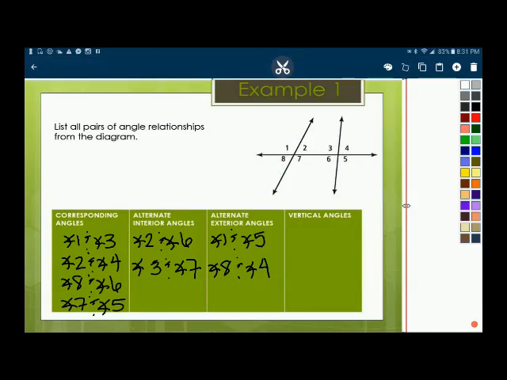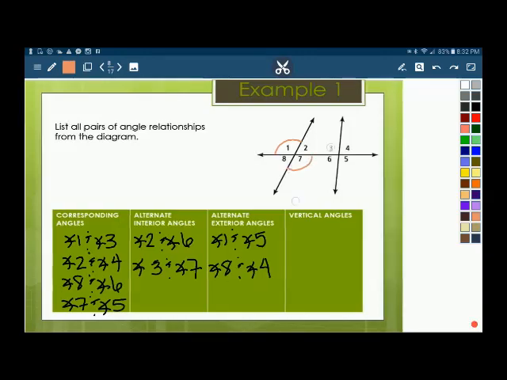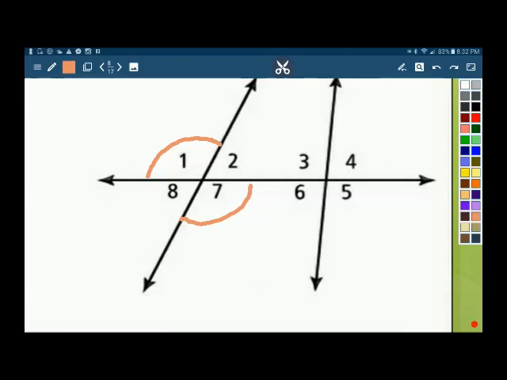Lastly, we got those vertical angles. Vertical angles are going to be on the same intersection point, but this time they're going to be across from each other. So if we just focus on the left intersection point and I look at angle 1, it is not adjacent to, so not touching, angle 7. Okay, they're across from each other. I see that X formation.